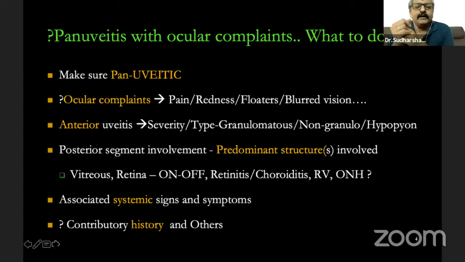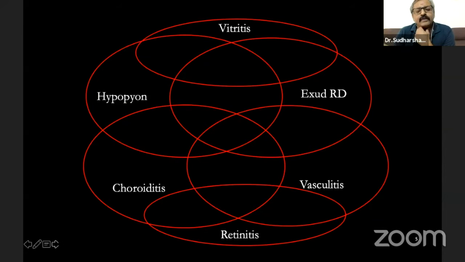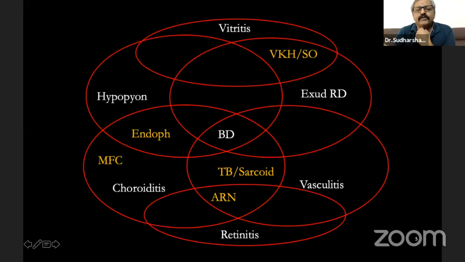In any pan-uveitic entity with ocular complaints, you look at the ocular complaints, whether there is pain, redness, or floaters. The type of anterior uveitis can give a clue towards the diagnosis of the pan-uveitis, whether it's a granulomatous or non-granulomatous anterior uveitis. The predominant structure of posterior segment involvement is of primary importance to identify. Almost all pan-uveitic entities have an underlying systemic association or systemic features, and a contributory history will give you the clue. These are the features in the eye that can present.